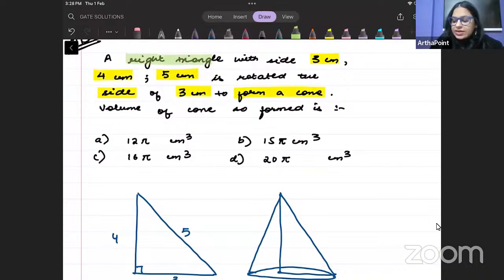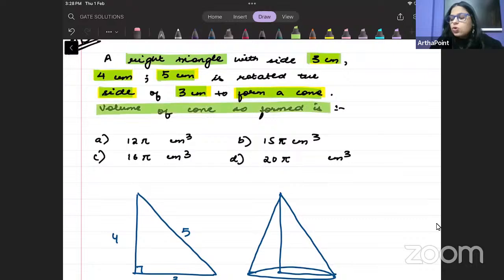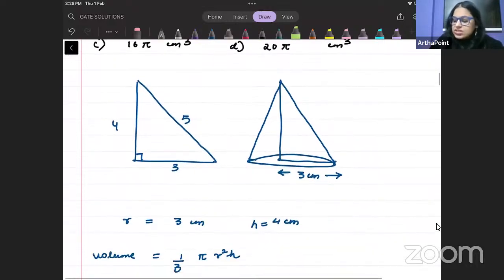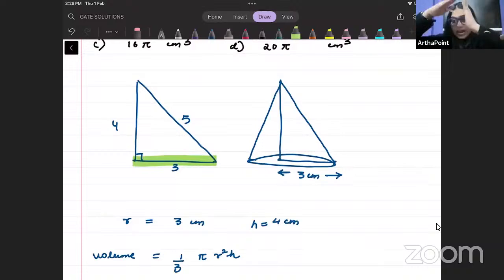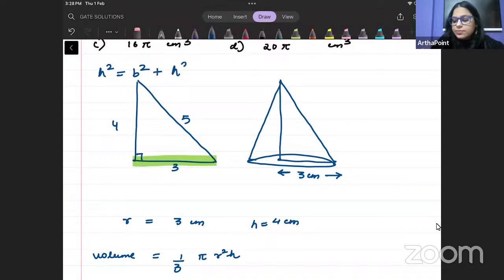You have a right angle triangle and with side 3, 4 and 5 and you are rotating side 3 centimeter and forming a cone. The question is the volume of the cone formed will be. So this is my 3 centimeter. It's a right angle triangle. So clearly I know that we need to understand that hypotenuse square should be base square plus height square. So hypotenuse is the biggest. So I can't have 5 here. This is common sense that we will have 5 in the hypotenuse, right?